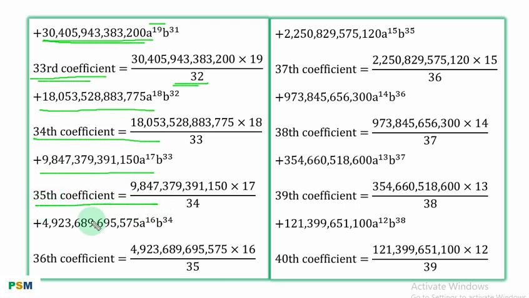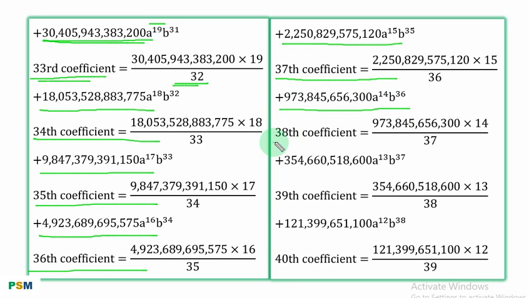35th, 36th, 37th, 38th and 39th coefficients, each followed by its result. 40th coefficient, which is the previous coefficient times the power of the first term.